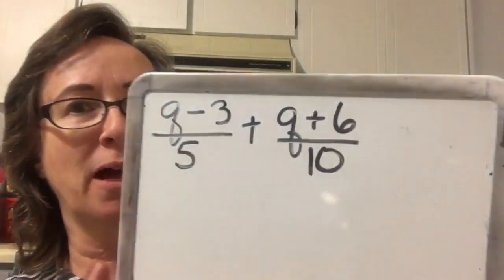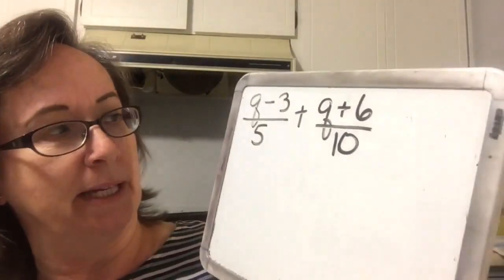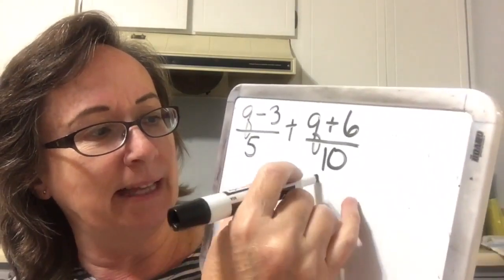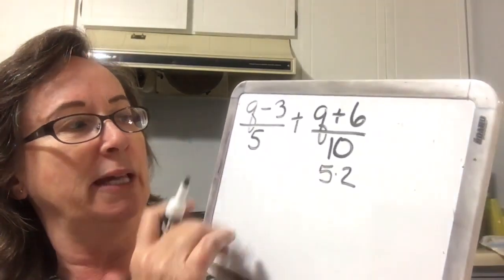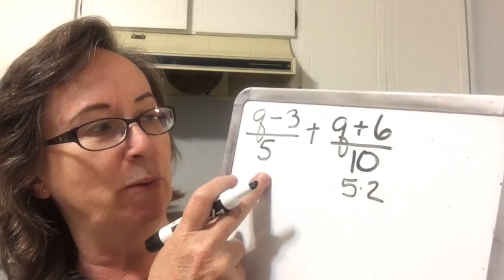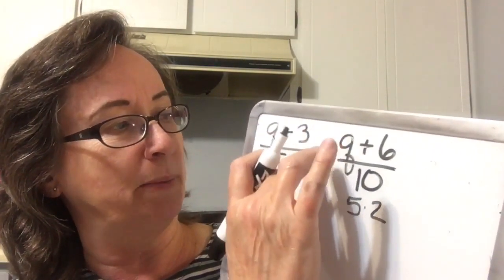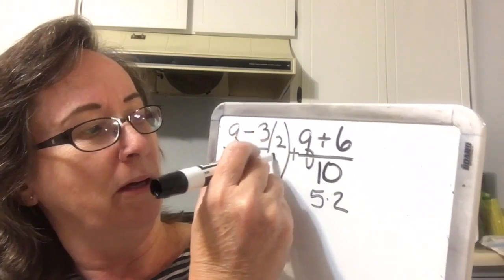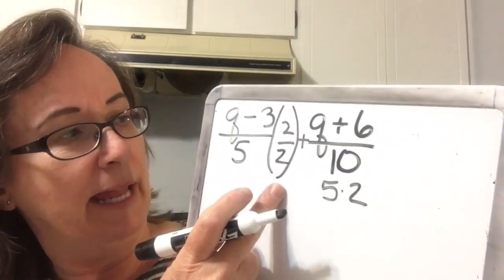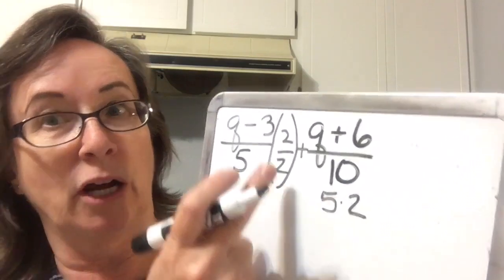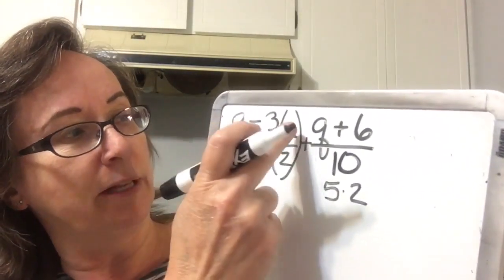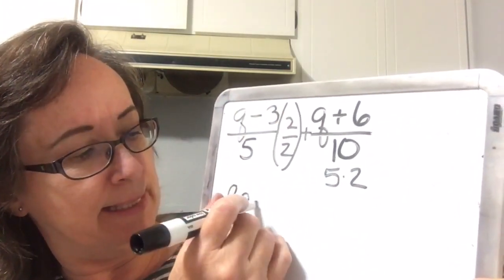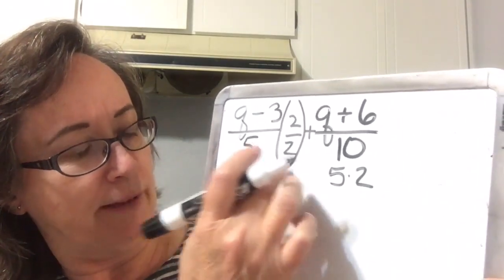Okay, so now we're back with problems that do not already have a common denominator. And this one's pretty simple because we can see that this one is a 5 times a 2. So all we need to do is multiply this one by 2 over 2, and the two denominators will be the same. So I'm going to move my plus sign over just a little bit. I'm going to put my 2 over 2 right there. And now my equivalent expression is going to be 2 times q minus 6 all over 5 times 2 is 10.